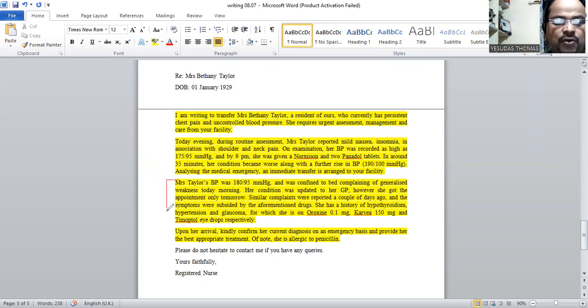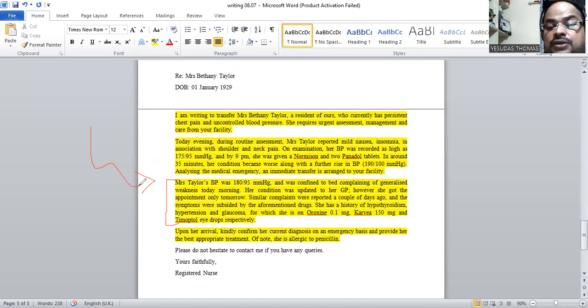Now let's see what happened to her in the morning. In the morning, her BP was 180/95 and she was confined to bed complaining of generalized weakness. So today morning, she had generalized weakness and an elevated BP, and this was reported to her GP. The update was given to her GP, but she got the appointment only tomorrow.